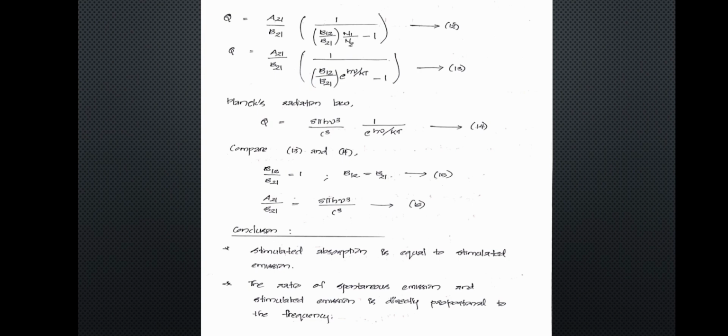The previously obtained equation and Planck's radiation law are almost similar. So, comparing the equations, we get B12 is equal to B21 and A21 divided by B21 is equal to 8 pi h nu cube divided by c cube. These two conclusions are obtained: stimulated absorption is equal to stimulated emission, and second, we can conclude that the ratio of spontaneous emission and stimulated emission is directly proportional to the cube of the frequency.